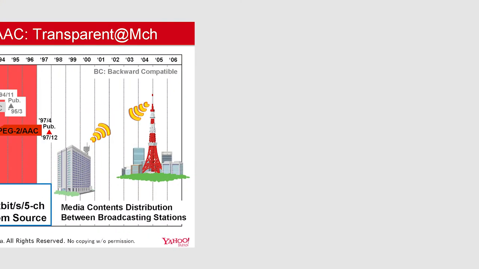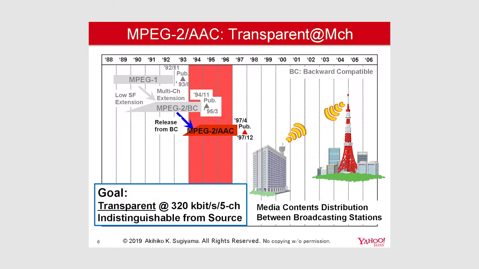MPEG-2 had this kind of constraint called backward compatibility. Backward compatibility means if you had an MPEG-2 decoder, you can still decode the main part of the MPEG-1 bit stream. Okay, so it means that if you have a new system, you can still decode the main part of the bit stream generated by an old system. So it's good. Backward compatibility is good.